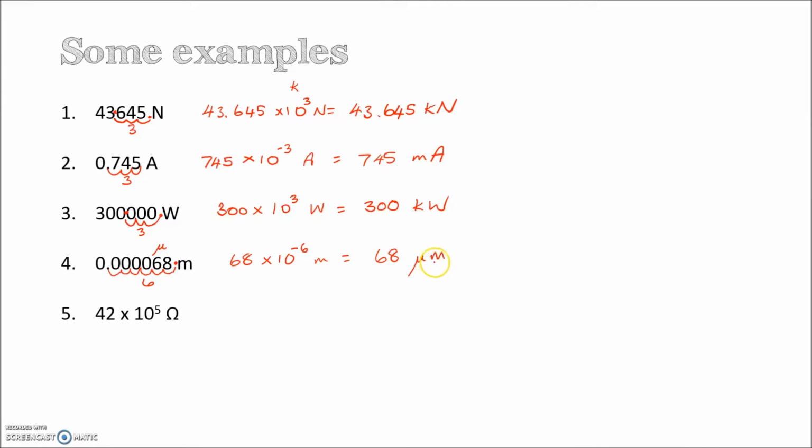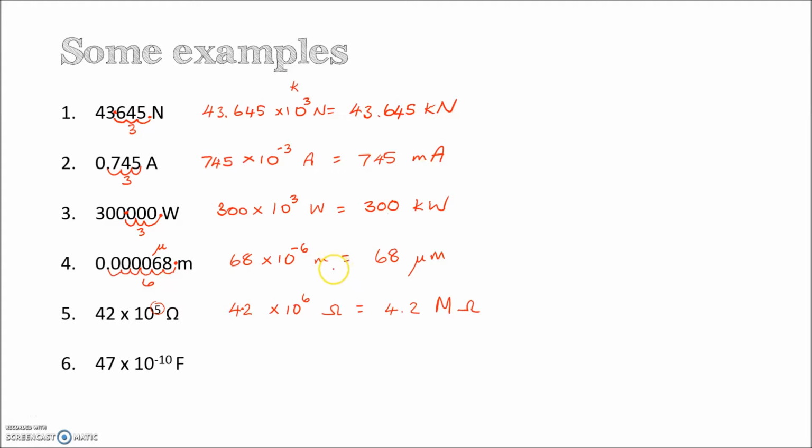Okay, example 5. Sometimes we get a number in scientific notation and we want to put a prefix in front of it. So here we have times 10 to the 5, which isn't in a multiple of 3. So a suitable multiple of 3 to change that to would be times 10 to the 6 ohms. Okay, now we've got our 42. So we've made this number 10 times bigger, so we have to move the decimal point to the left one. So it'll be 4.2 times 10 to the 6, or 4.2 mega ohms, as mega is the times 10 to the 6.